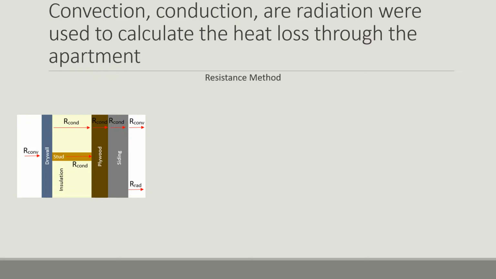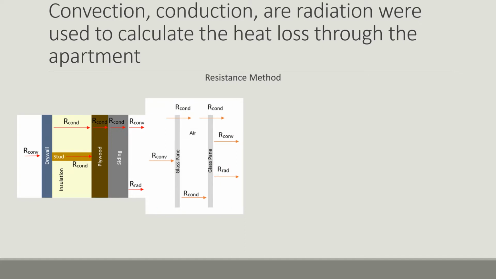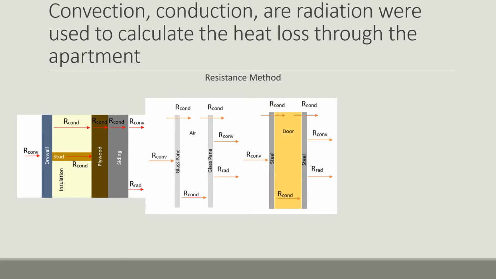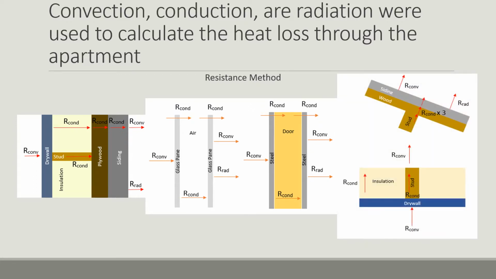This is our model for the walls. The windows, as mentioned, were double-paned. The door is shown next with its respective resistances. The ceiling and roof were also calculated using the resistances as shown.